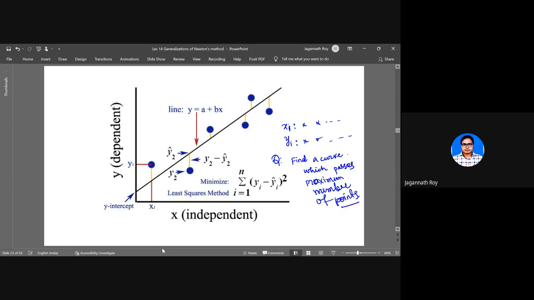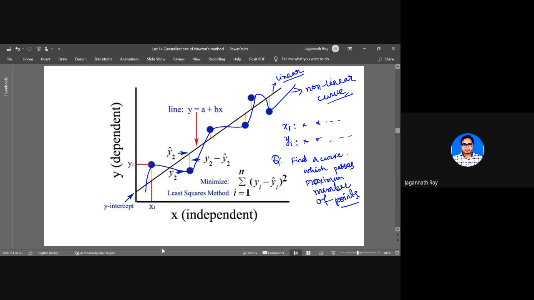Now, if we try to cover all the points, then we need a curve. So this is a non-linear curve, and this is a linear curve. A straight line is a curve which has infinite curvature. So first we will discuss the linear case.